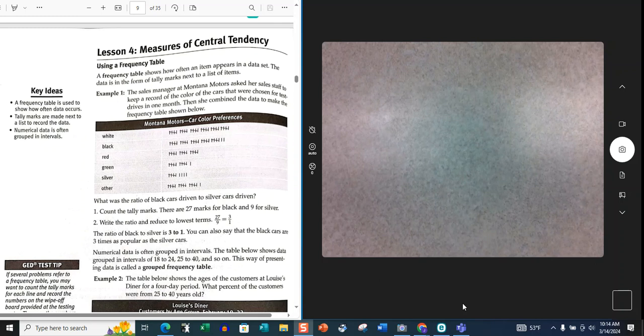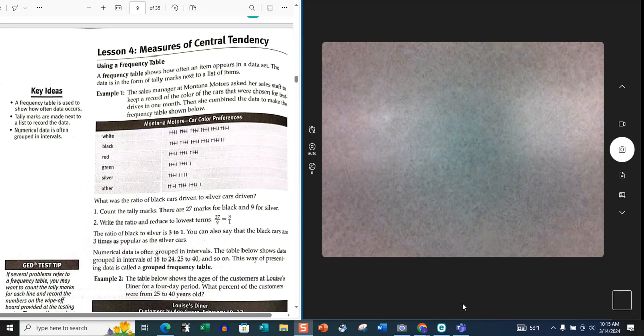Okay, class, we're about to start lesson 4 from chapter 4. It says lesson 4, measures of central tendency using a frequency table. A frequency table shows how often an item appears in a data set. The data is in the form of tally marks next to a list of items.